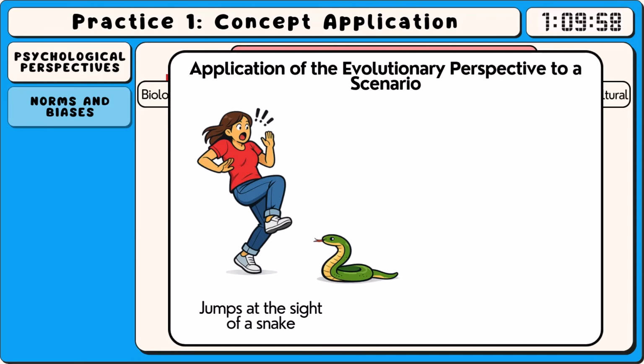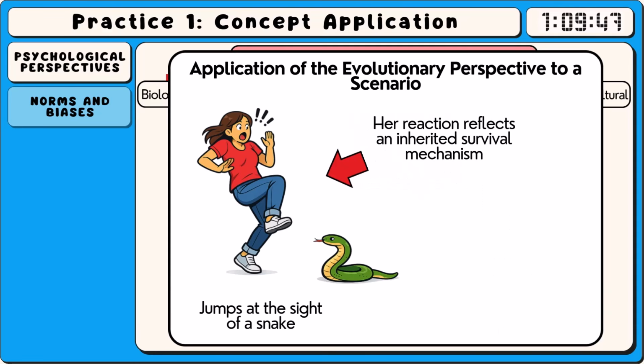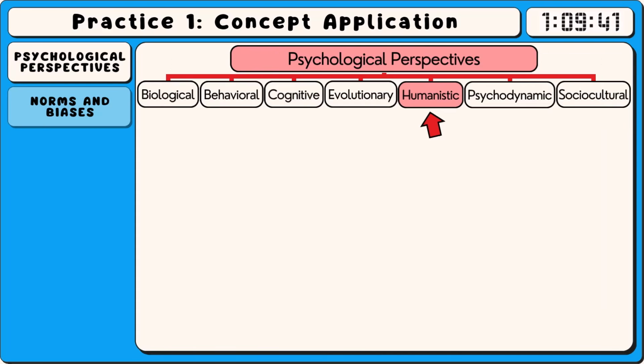Imagine in the exam you're given a scenario where a person quickly jumps back when she sees a snake at the park. An evolutionary psychologist would suggest that humans evolved to rapidly detect and avoid potential threats. From this view, the person's reaction reflects an inherited survival mechanism. Okay, now let's look at the humanistic perspective.